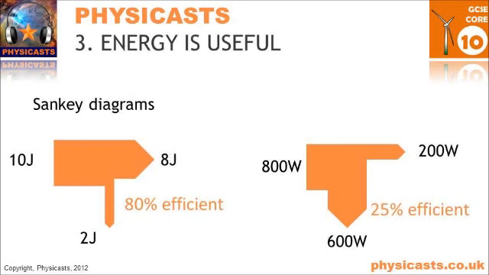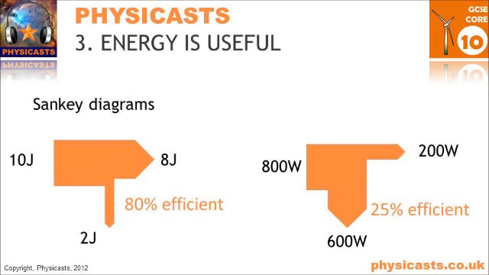So in the first example, we had 10 joules of energy inputs into the device. We had 2 joules being wasted. So that means the difference of 8 joules must be useful. To work out the efficiency, you divide the useful energy divided by the input energy times by 100. So I take 8 joules, divide by 10 joules, times by 100 equals 80%. 80% efficiency is actually pretty good for a typical device.